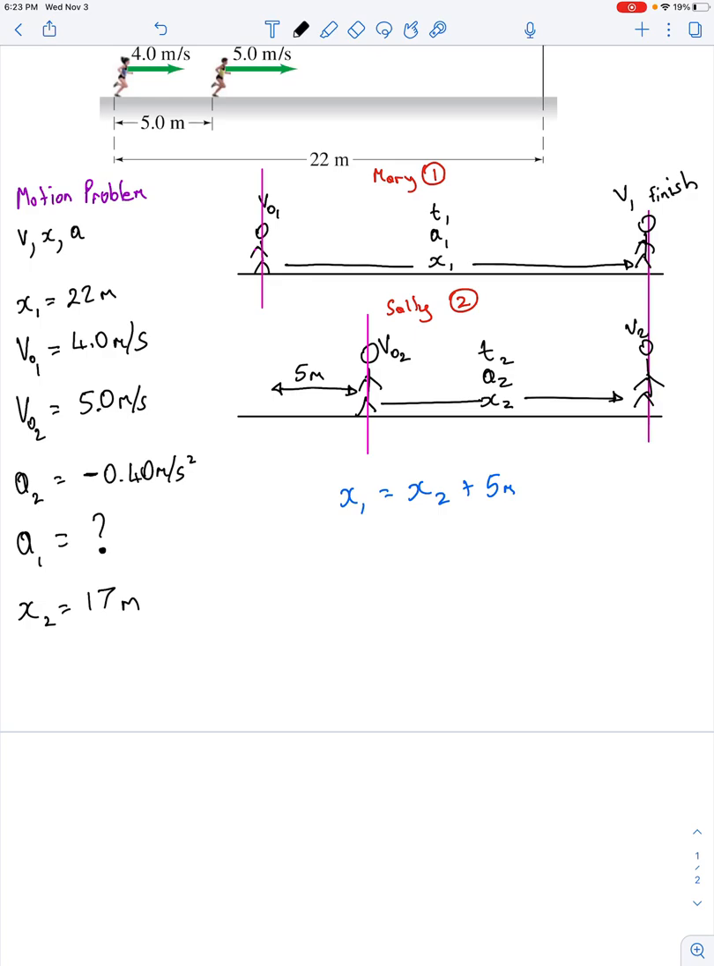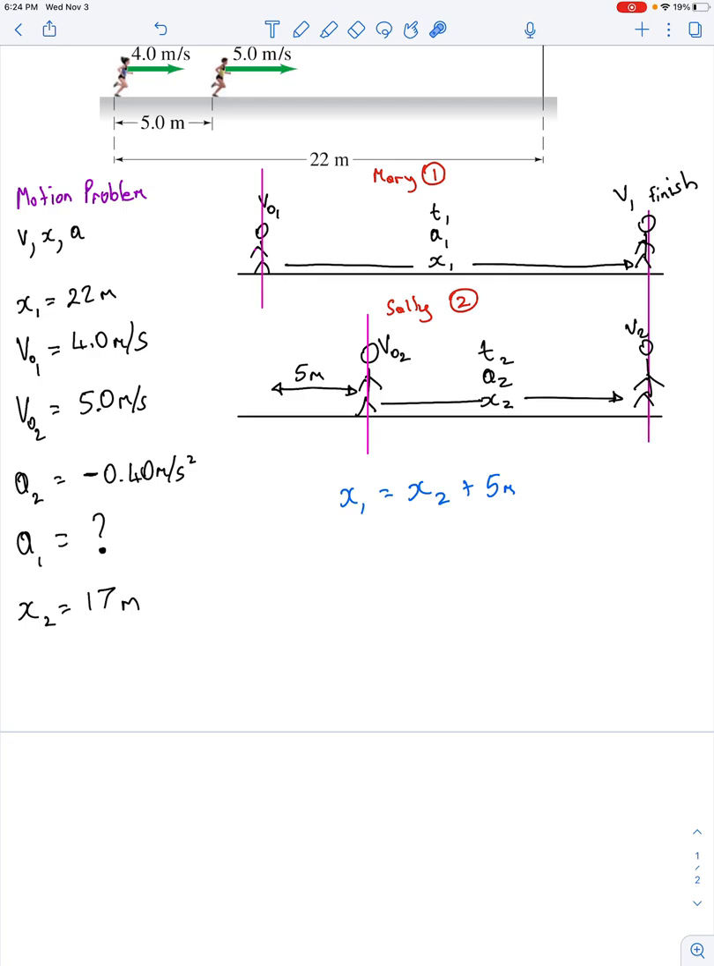The reason why I want to do it systematically is because sometimes this is not as clear as it is here. So I want to keep repeating the same thing over and over and over. I don't want to make any assumptions, man. So now let's check the velocities. Does this speed, V01, have anything to do with this speed? Nope. They're going at two different speeds. What is V1 and V2? Does Mary's speed at the finish have anything to do with Sally's speed at the finish? No. So there's no relationship there.